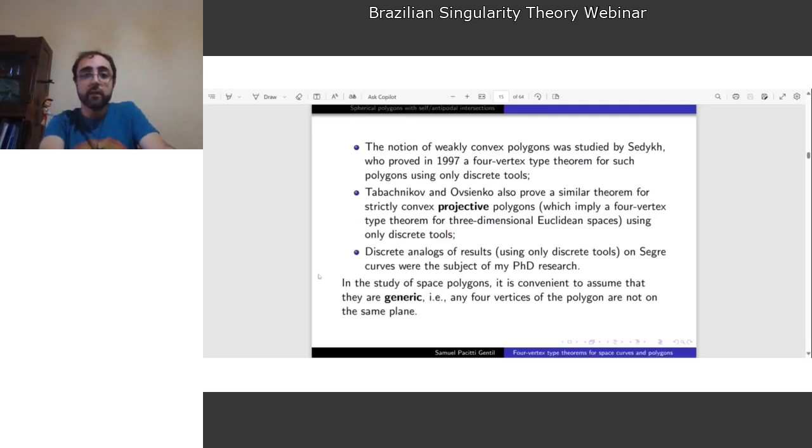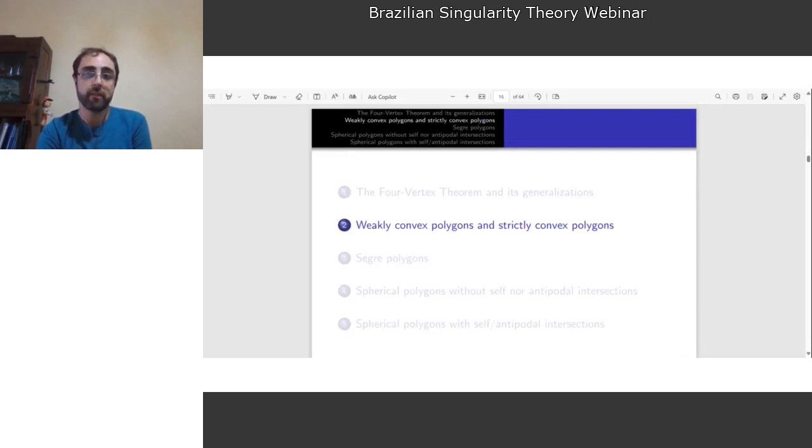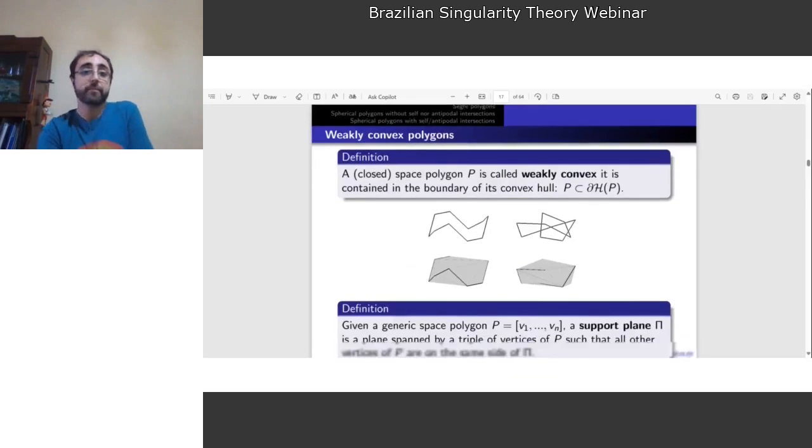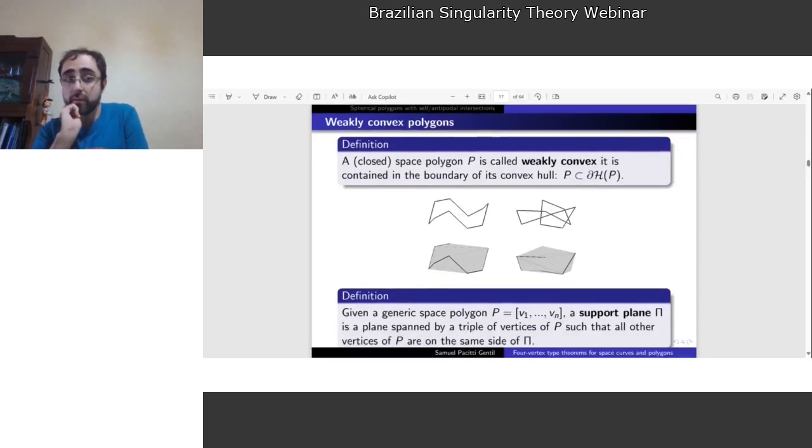One last thing: in the study of space polygons, it is convenient to assume that they are generic. This means that no four vertices of the polygon are on the same plane. So here I will talk briefly about weakly convex polygons and strictly convex polygons. An important definition is the following. A closed space polygon is called weakly convex if it's contained in the boundary of its convex hull. So here we have a weakly convex polygon, and here we have a non-weakly convex polygon.